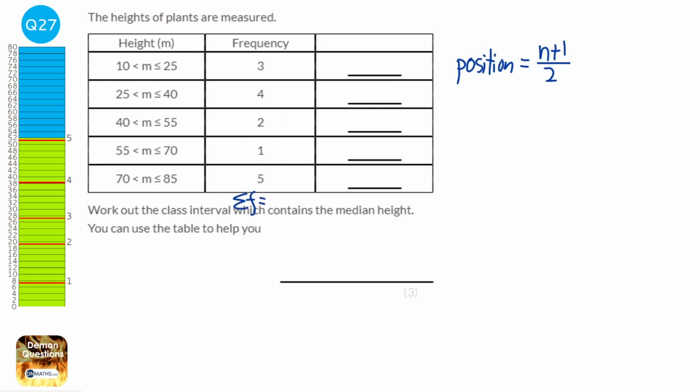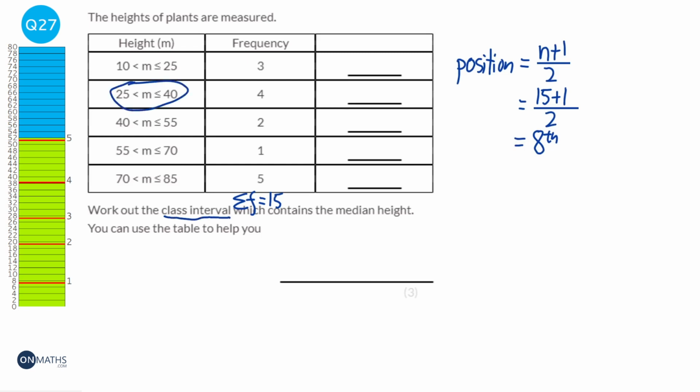So those add up to 15. So if you do 3 plus 4 plus 2 plus 1 plus 5, you get 15. And so we've got 15 plus 1 divided by 2. 15 plus 1 is 16, divided by 2 is 8. So the position of the median is in the 8th position. Now, to easily find out which group, because it's asking for the class interval, which is just a fancy way of saying a group, so it could be this one, or it could be this one.